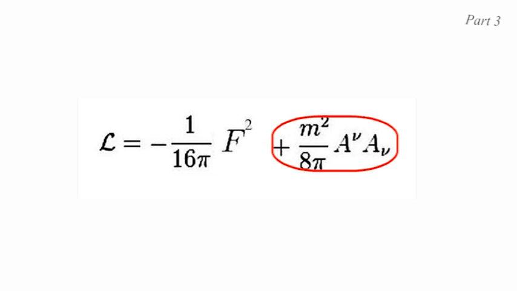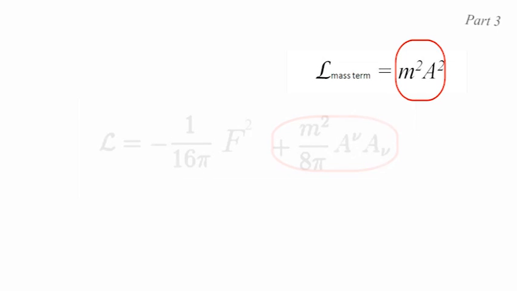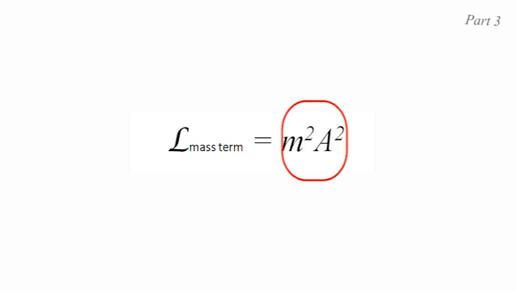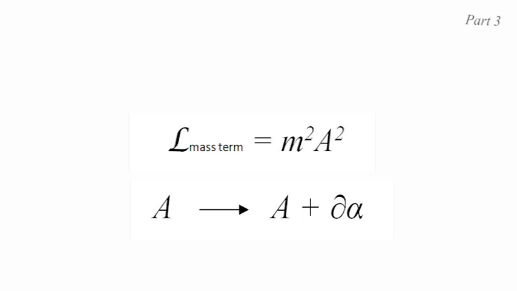The mass term, ignoring the 8 pi and the mu index, is simply m squared A squared. So if I take the Lagrangian of the mass term, I can write down in my shorthand m squared A squared. So let's see how this mass term of the Lagrangian will change when we make this substitution for A. A goes to A plus d alpha, again using the new shorthand.